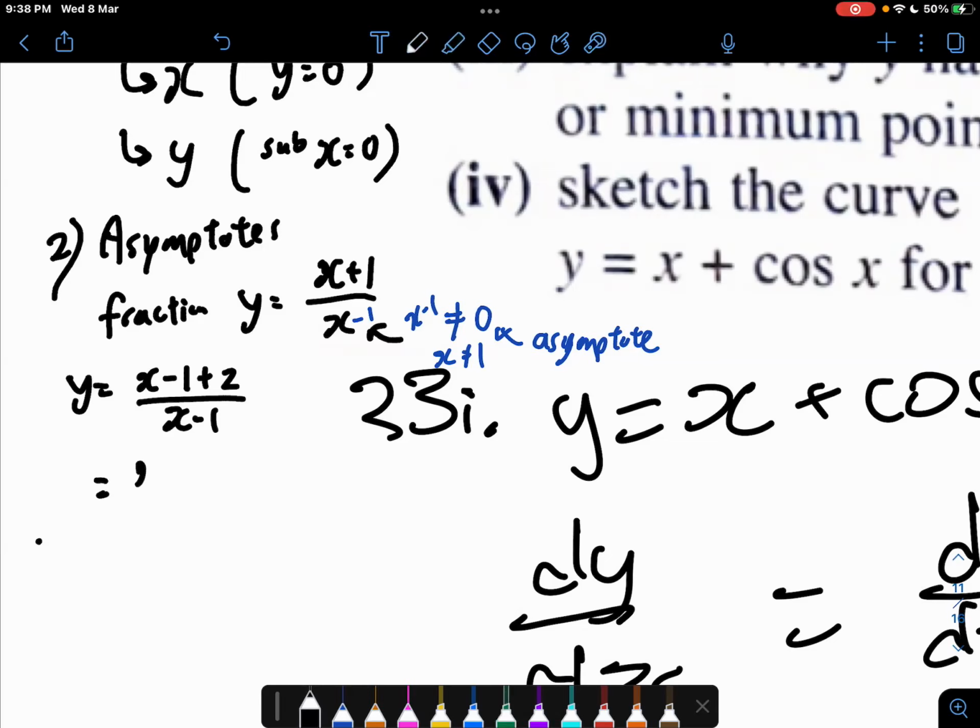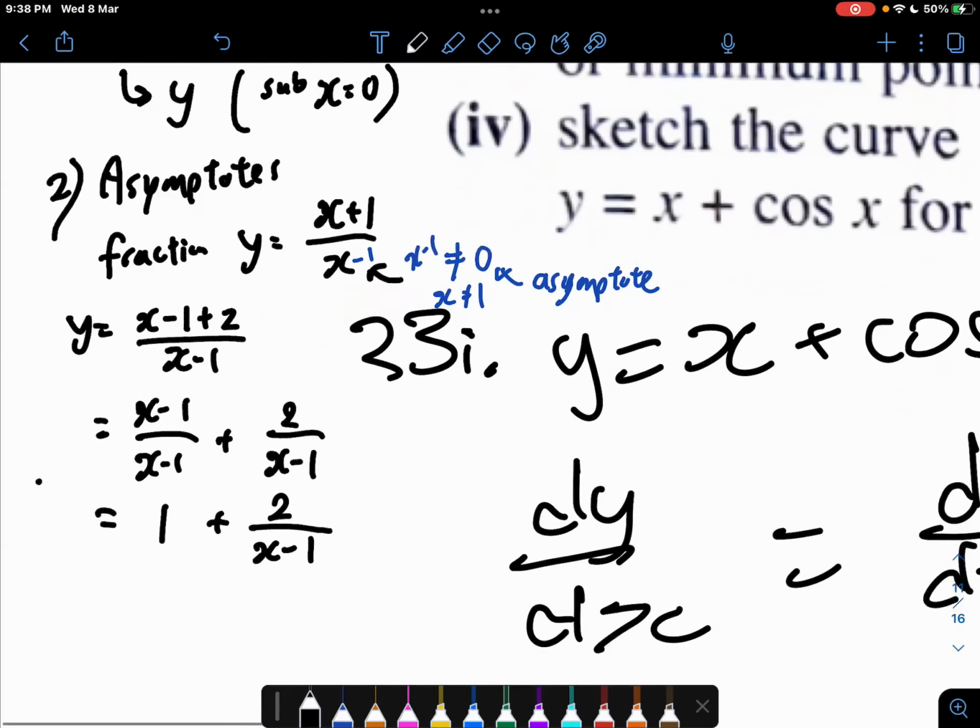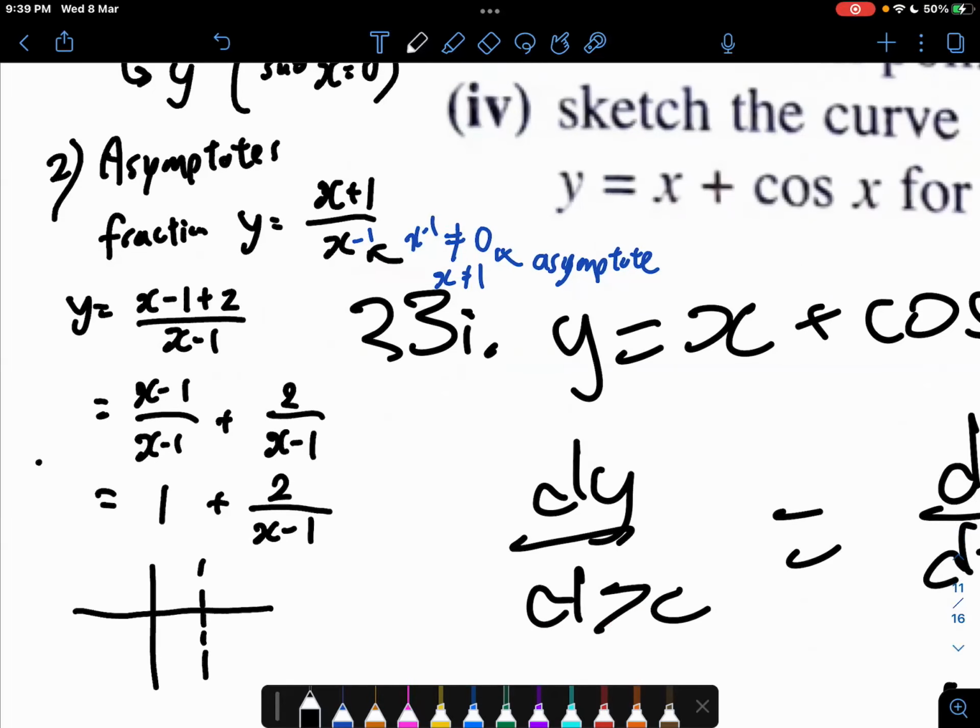So you can split this up as x minus 1 over x minus 1 plus 2 over x minus 1. X minus 1 cancels away, you're left with 1 plus 2 over x minus 1. This means the curve will have a vertical asymptote at x equals 1, and it will have a downward curve that looks something like the following. Curve down here, horizontal asymptote y equals 1.